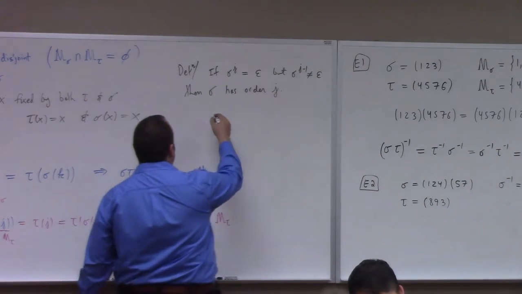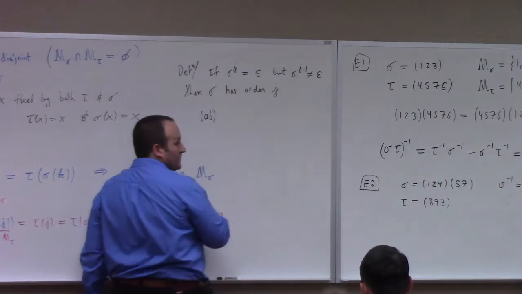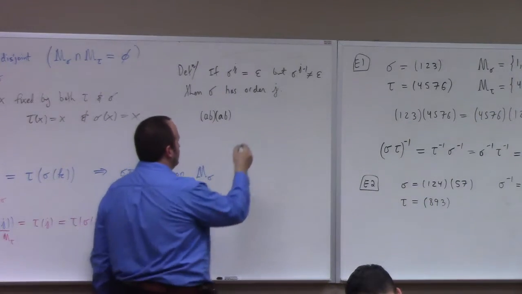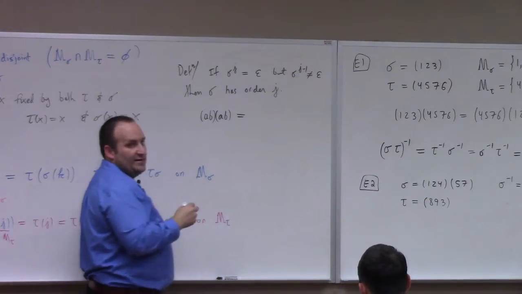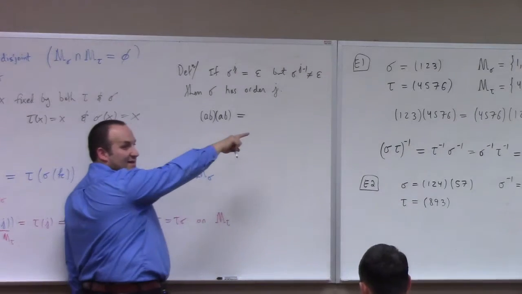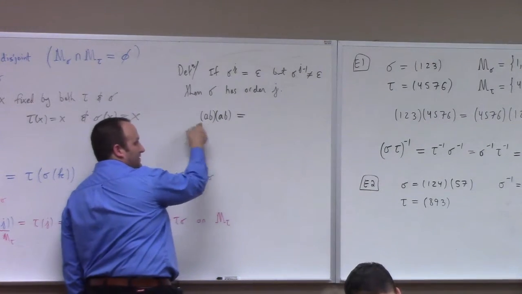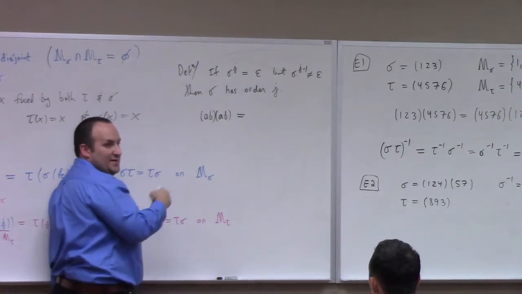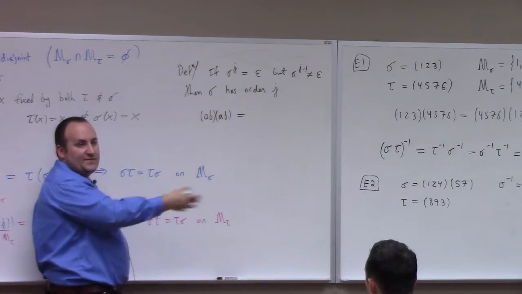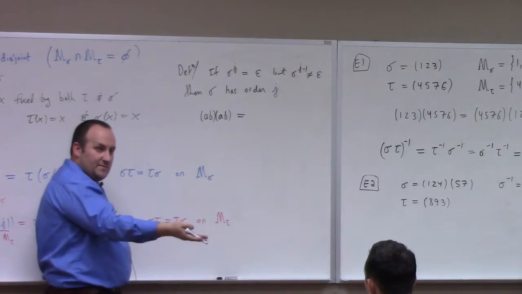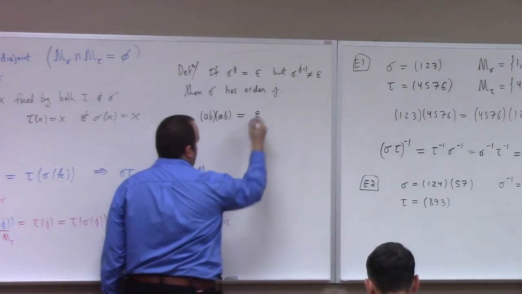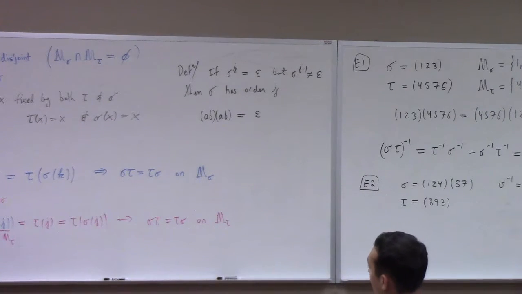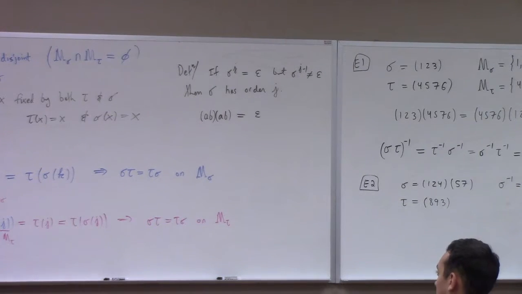So for example, if we look at any transposition, what happens? A goes to B, but then B goes to A, so A goes to A. B goes to A, but then A goes to B, so B goes to B. A goes to A, B goes to B, everything else is fixed. It's the identity permutation. So a transposition has order 2.